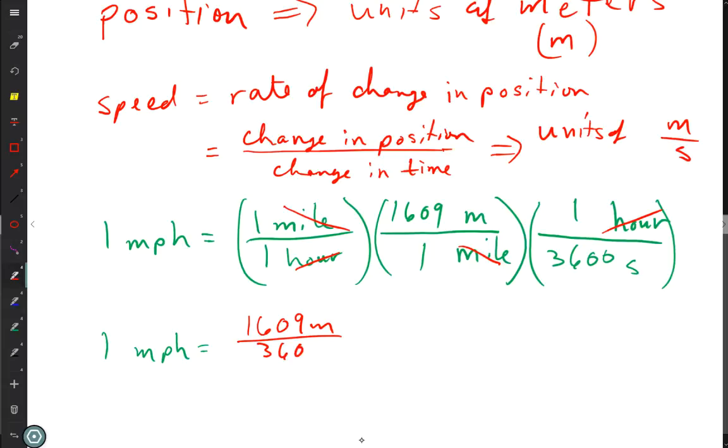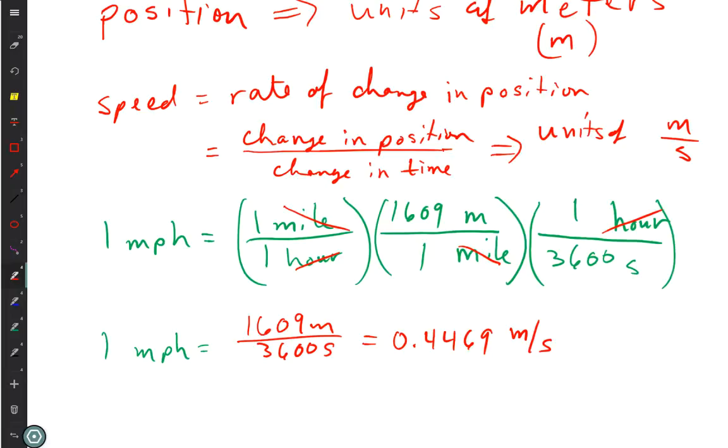over 3600 seconds. And let's see, I have now two calculators. One of them's got to work. 1609 divided by 3600. I put it in wrong in my calculator. It's close to 4/9, 0.4469 meters per second. 4/9 would have been 0.44 forever. That's very close, right? So that's how we find the conversion, so we can relate miles per hour to meters per second.